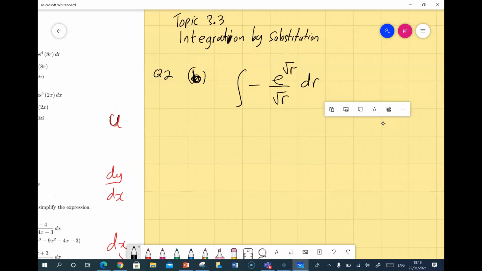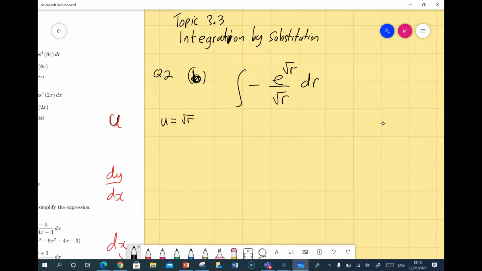Okay, we're on topic 3.3, integration by substitution, question 2b. The integral of minus e to the power of root r over root r dr. First step, pick a u. So we're going to let u equal the square root of r.